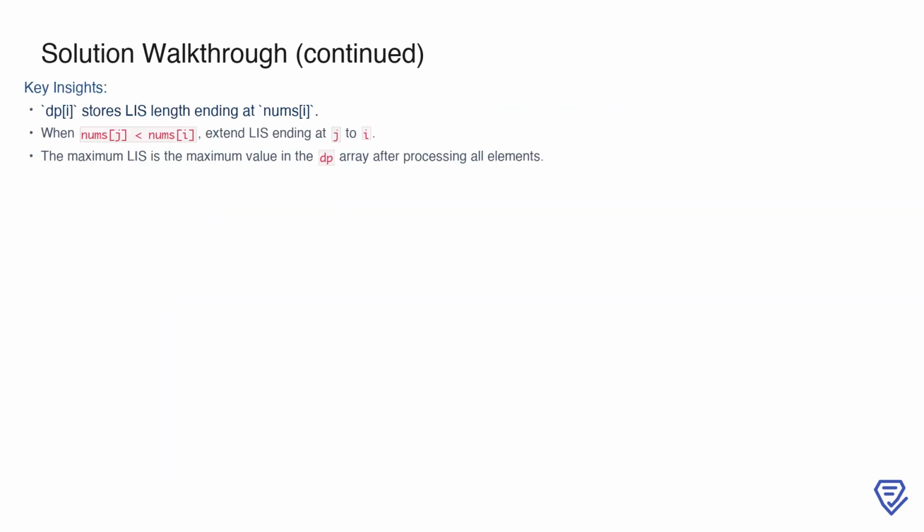The key insight from this approach is that DP[i] represents the length of the longest increasing subsequence ending at nums[i]. Whenever nums[j] is less than nums[i], it means we can extend the subsequence ending at index j to include nums[i]. To determine the overall length of the longest increasing subsequence, we simply take the maximum value from the DP array after processing all elements. This systematic approach ensures that we capture the longest increasing subsequence efficiently while iterating through the array.